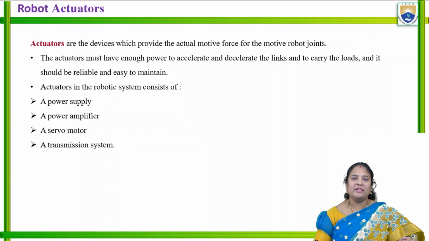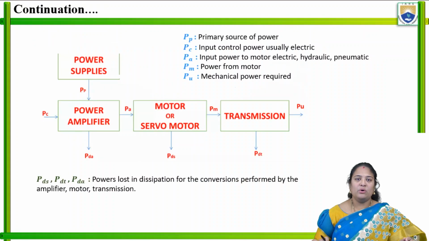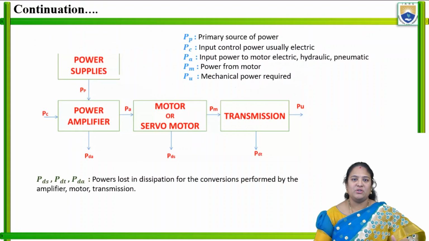So the actuator consists of the power supply, the amplifier which provides power, a servo motor, and a transmission system. The normal general actuator consists of a power supply, the amplifier which is used to provide the power, the servo motor, and a transmission system. Let us see how the actuator actually works.